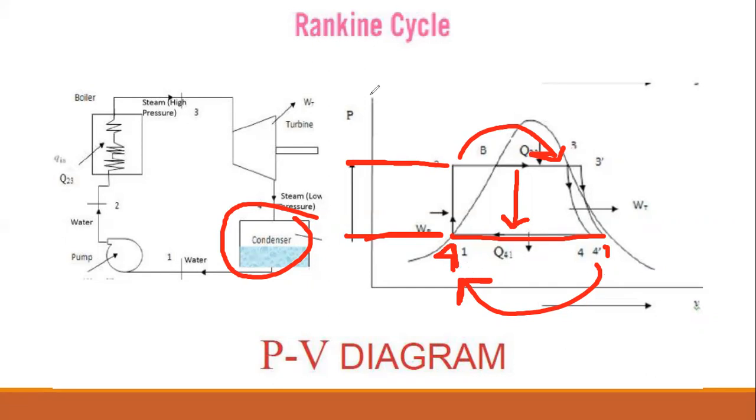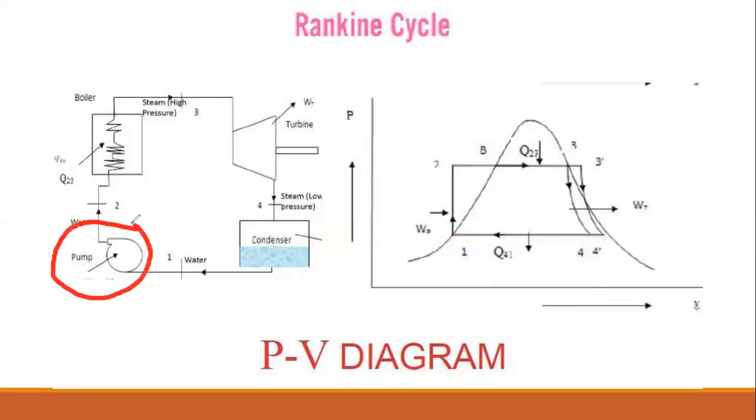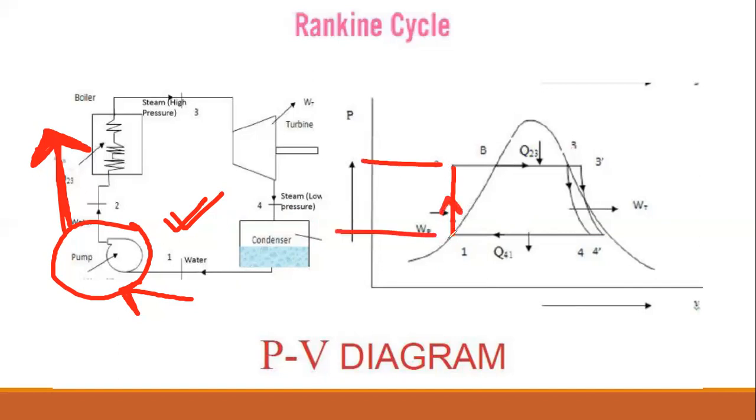And finally, we know that it is the pump. From 1 to 2, it is the pump. And we know what the pump does: the low pressure comes inside the pump and the pump creates high pressure. There is nothing related to volume. The pump does not change the volume. The pump does only one thing, it increases the pressure. So you can see in 1 to 2, the pressure is increasing and the volume remains fixed.